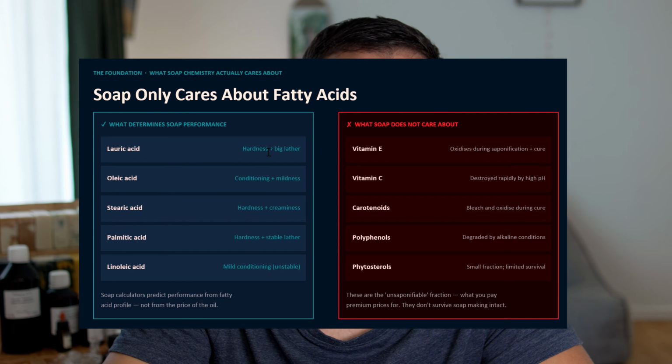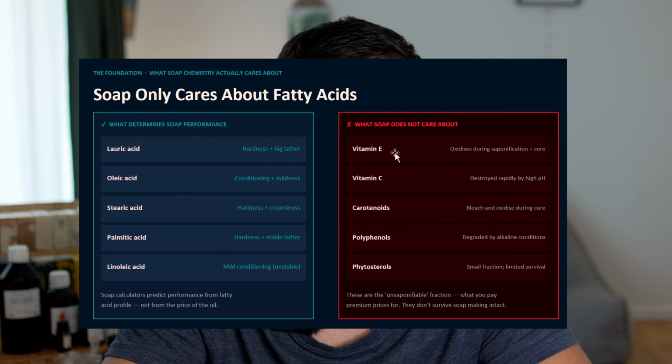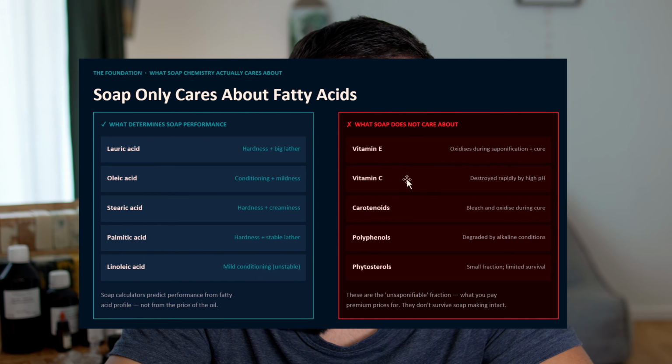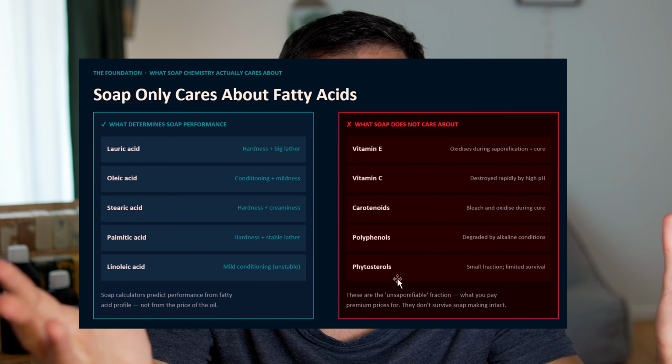So this is what soap cares about. What saponification does not care about at all is vitamins like vitamin E, vitamin C, carotenoids, polyphenols, phytosterols, and antioxidants, because those are very, very unstable ingredients and they get degraded in a harsh environment of a high pH and also high temperature, because saponification releases a lot of heat.